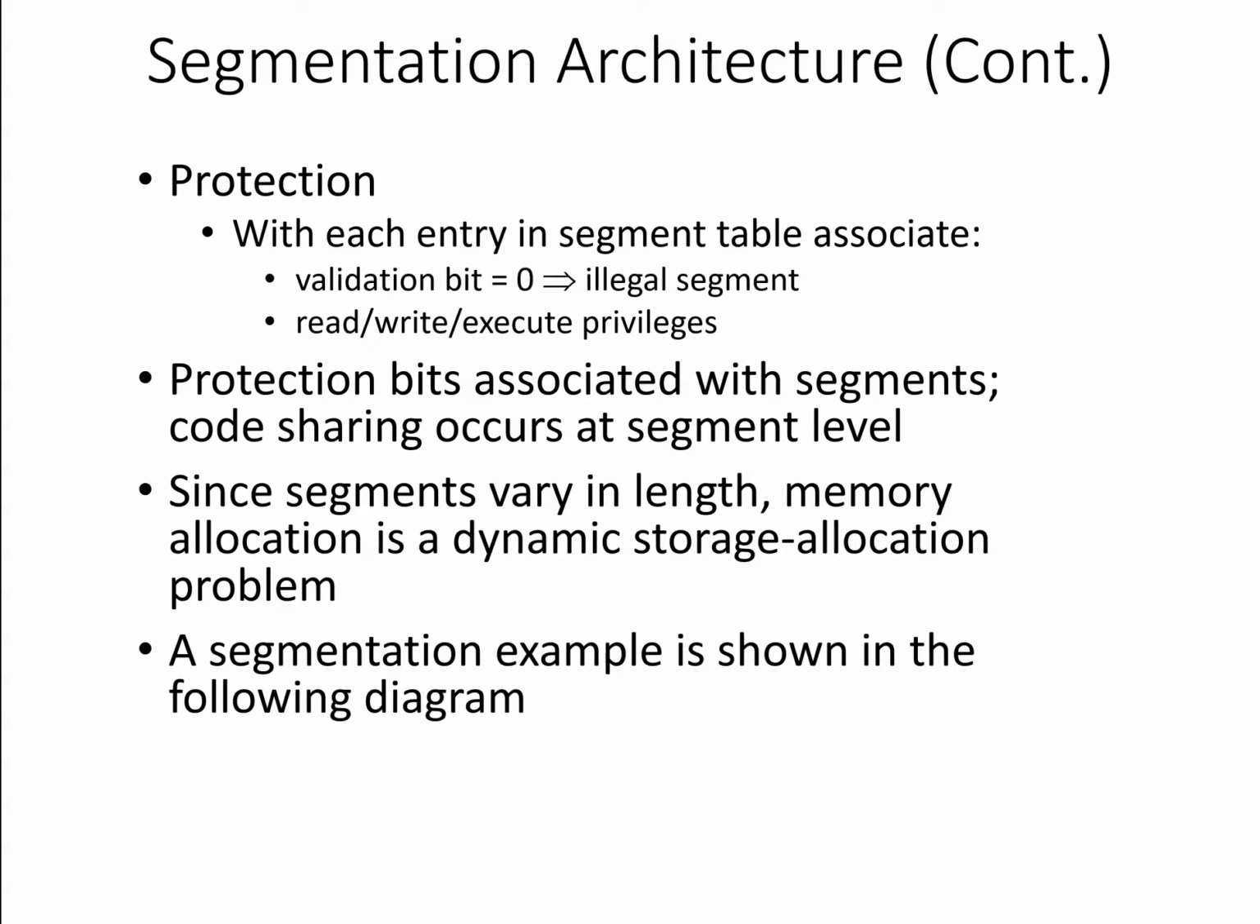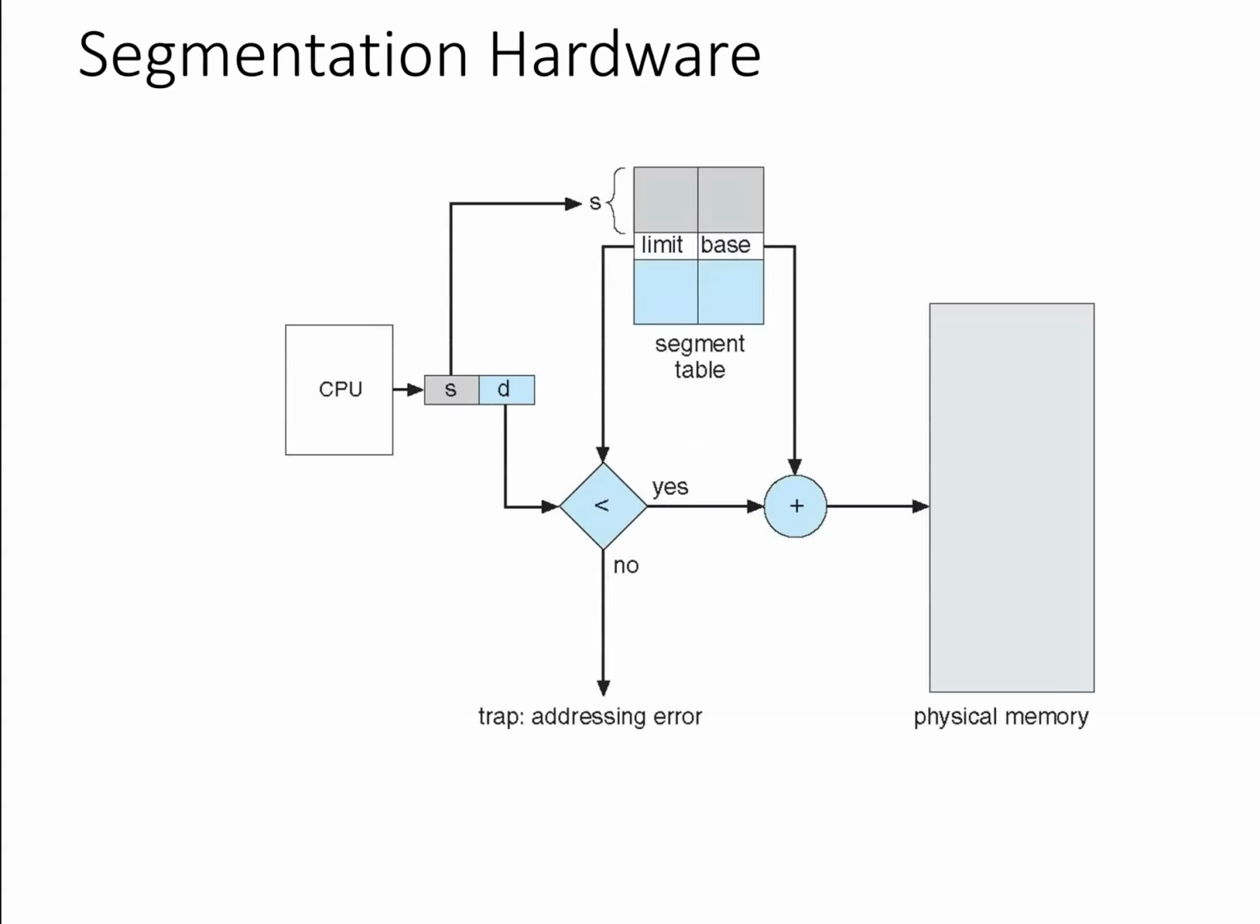We can use this to implement protection. With each entry in a segment table, associate a validation bit, where 0 means an illegal segment, and a read-write-execute privilege set. Protection bits associated with segments allow code sharing to occur at the segment level. Since segments vary in length, memory allocation is a dynamic storage allocation problem. A segment example is shown below.